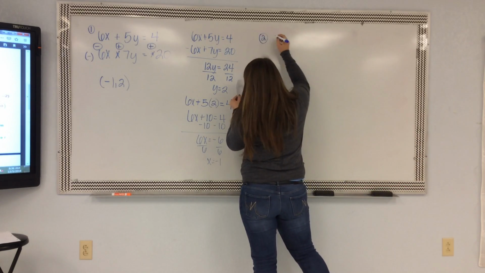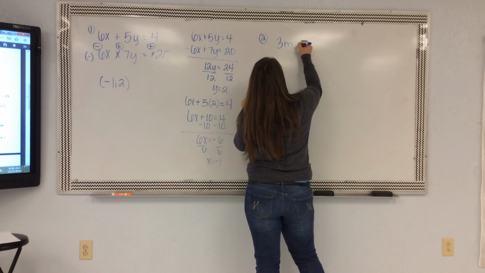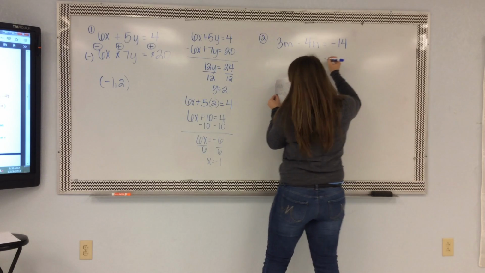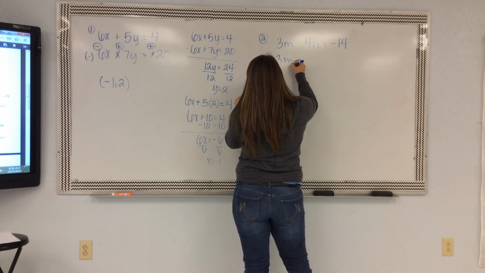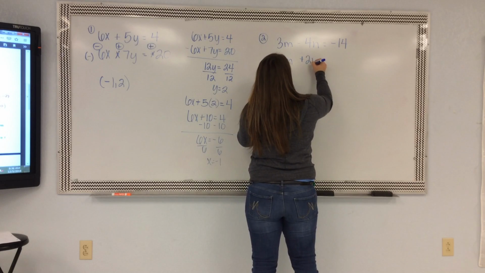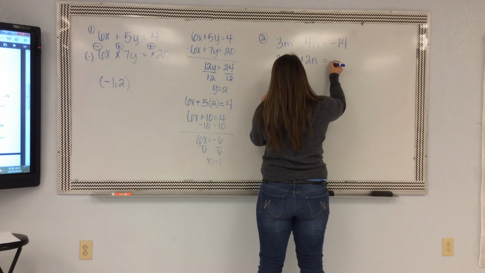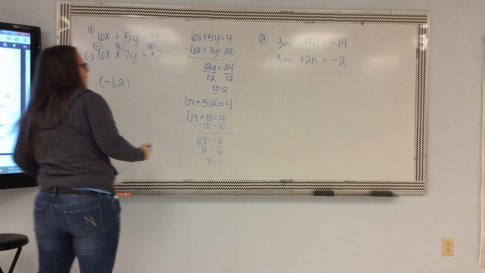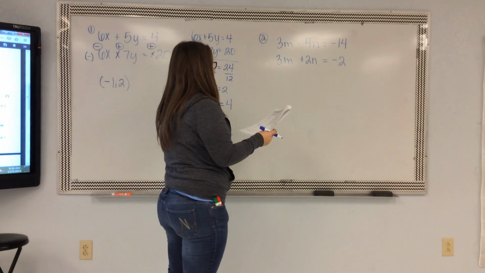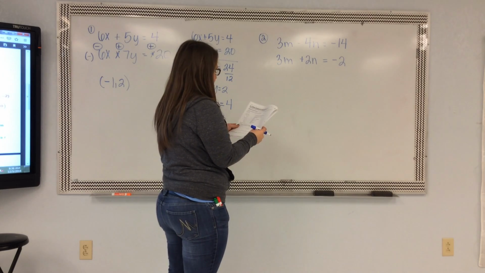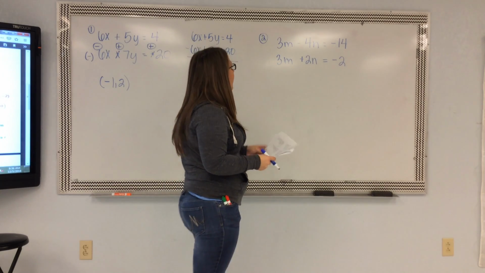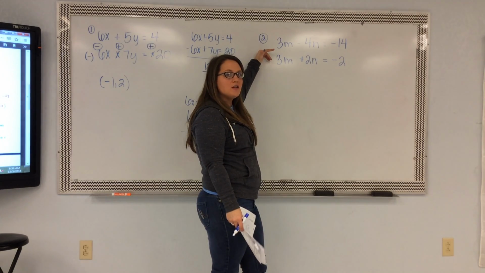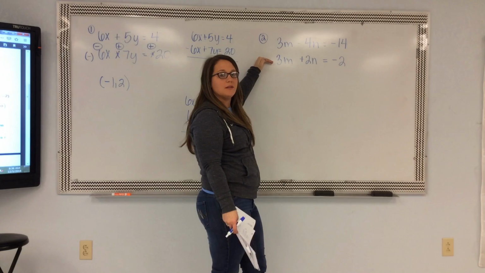On number 2, I have 3m minus 4n is equal to negative 14. And then I have 3m plus 2n is equal to negative 2. We double check, make sure that that's exactly what mine looks like. 3m minus 4n equals negative 14, and 3m plus 2n is equal to negative 2. Alright, so once again, I have two 3m's on top of each other. So I'm just going to distribute through a negative to cancel this out.